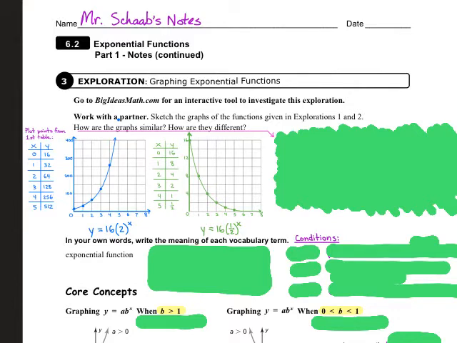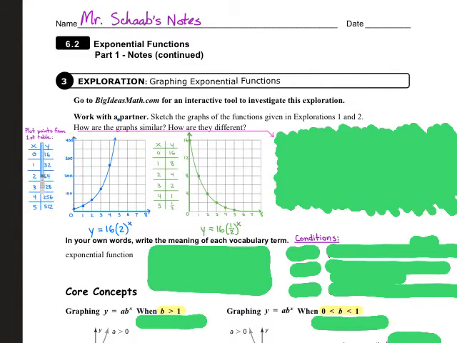I do want you to graph these on your own to kind of take a look at the pictures I have. What it says here in exploration number 3, it wants us to sketch the graphs of the functions given in explorations 1 and 2. How are the graphs similar and how are they different? So I'll answer that over here in this big green blob in a second.